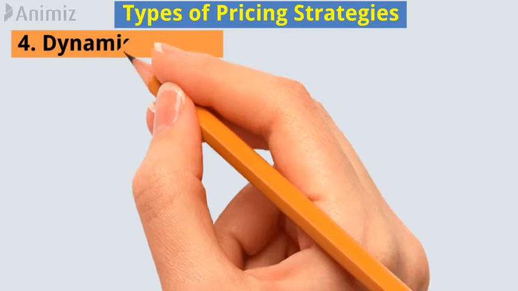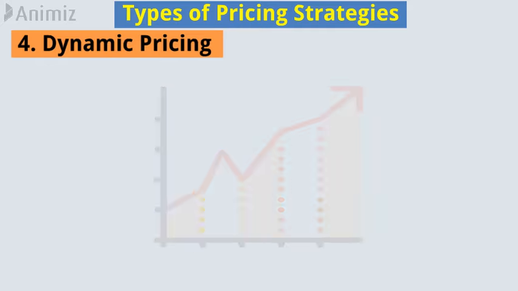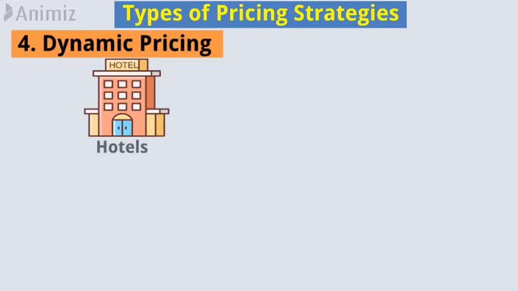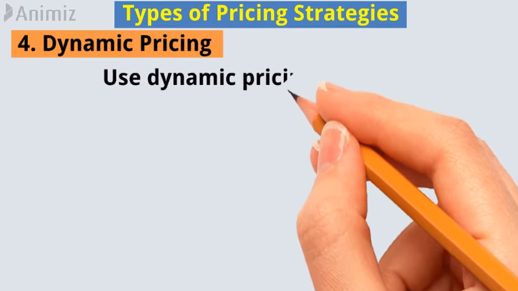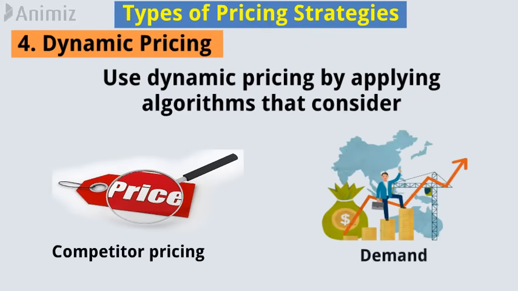4. Dynamic pricing. It's a flexible pricing strategy, where prices vary based on market and customer demand. Hotels, airlines, event venues, and utility companies use dynamic pricing by applying algorithms that consider competitor pricing, demand, and other factors.